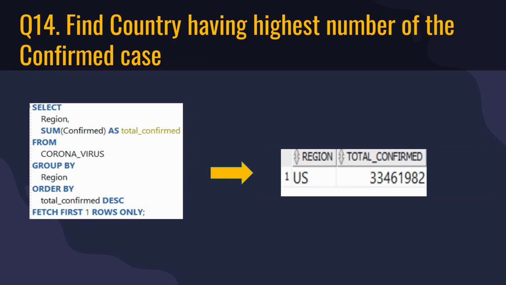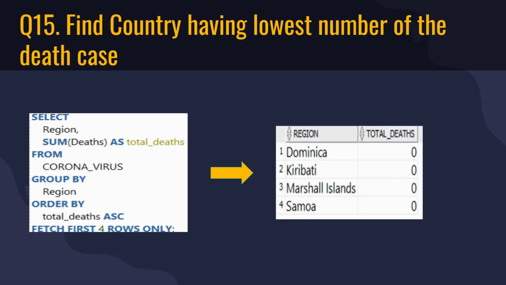We identified which country had the highest cumulative number of confirmed cases by summing the cases for each region and sorting them. The output shows the US as the country with the most confirmed cases, indicating its severe impact. To find regions with better health outcomes, we identify the countries with the lowest cumulative death counts. The output lists the countries with the fewest deaths, suggesting better management or lower fatality rates.